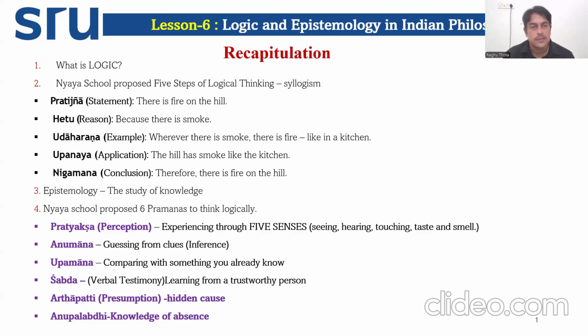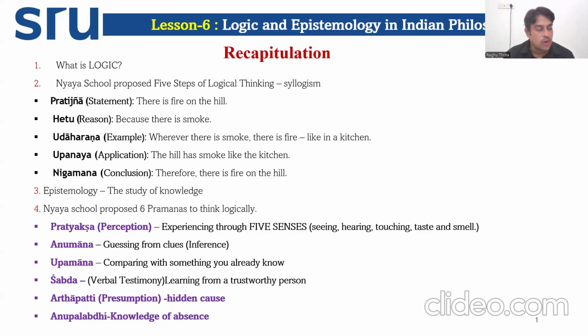What is logic? The ability to think carefully to come to the right conclusion is called logical thinking. During the ancient times, the logical thinking concept was proposed and discussed by Nyaya school. It has proposed 5 steps of logical thinking, which we call syllogism. So, what are the 5 steps of syllogism we have?